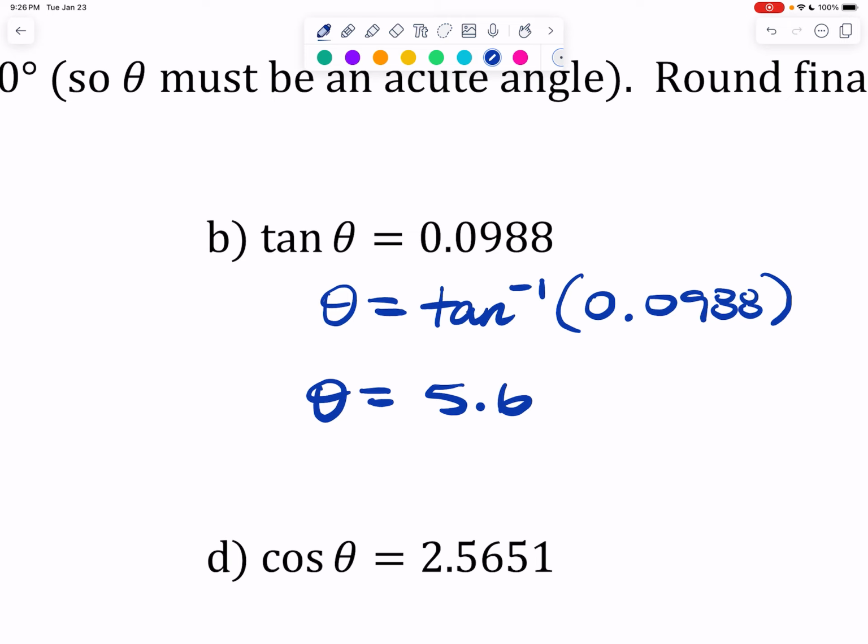Next one. Oh, wait. Missing something. Sometimes mistakes happen. It's probably a good thing. It gives us something to watch out for. I missed the little degrees sign here. So that does have to be in there.